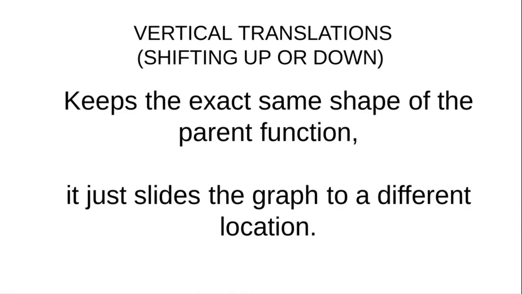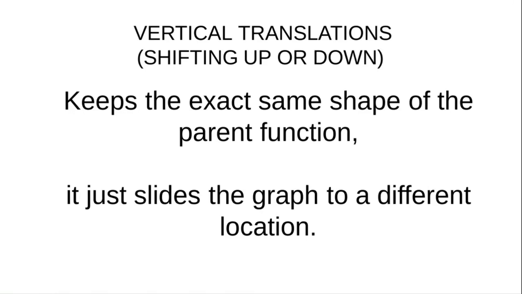But in this video, we're talking about vertical translations. I want to remind you at the end of the video, there will be a couple of questions just to make sure that you've got it. And all a vertical translation is shifting the graph either up or down. It's going to keep the exact same shape of the parent function when you do a translation, but it is just sliding the graph to a different location.